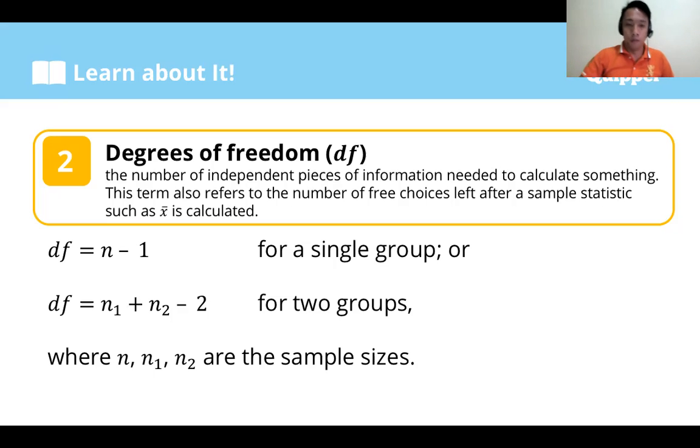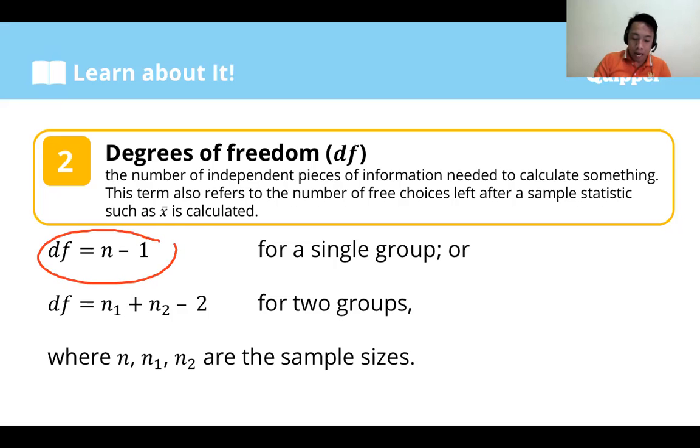Okay? So, if we only have a single group or one group, this will be our formula: n minus 1. Ano yung n? Number of sample data. Correct? Ilan yung nasa sample data? For example, 15. So, minus 1, we have the degrees of freedom which is 14. So, mag-minus 1 lang tayo.